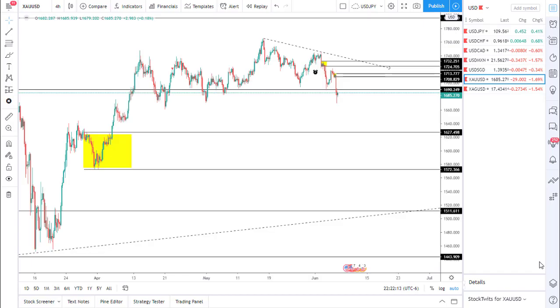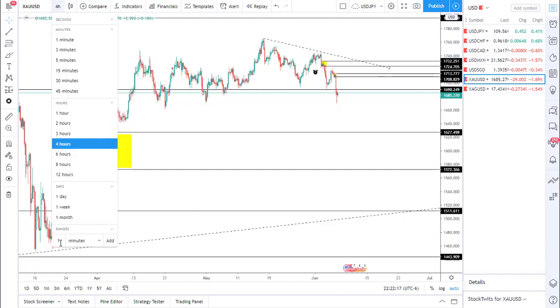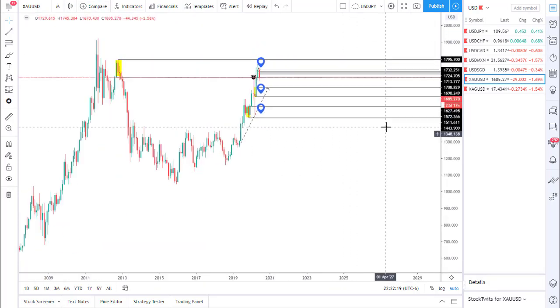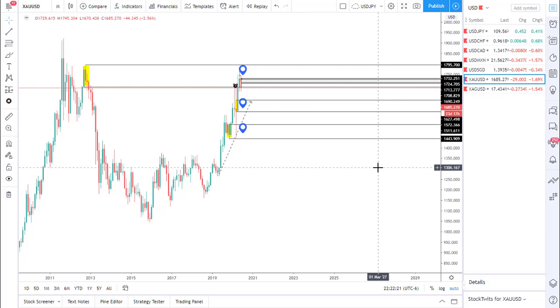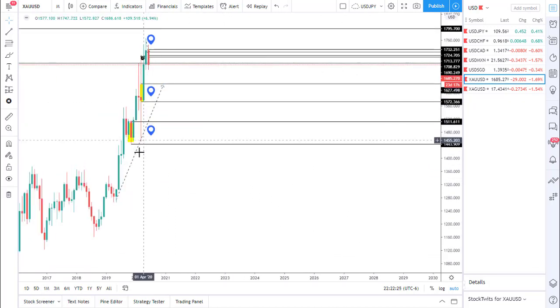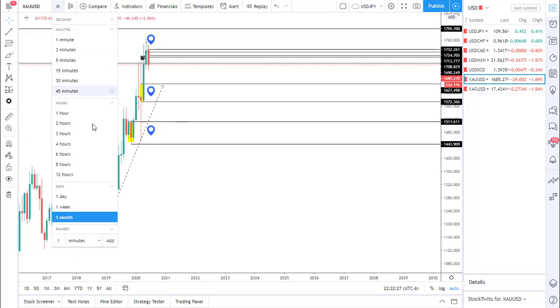Next one is gold, maybe everyone's favorite pair. Price is right now at a monthly supply level. This will be a counter-trend trade, since we still have a bullish monthly trend line intact.